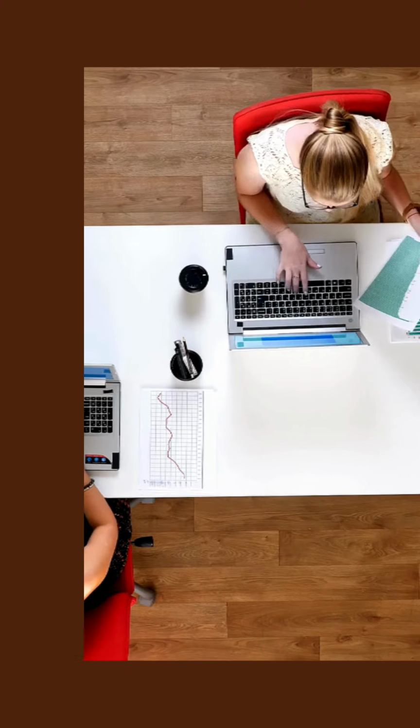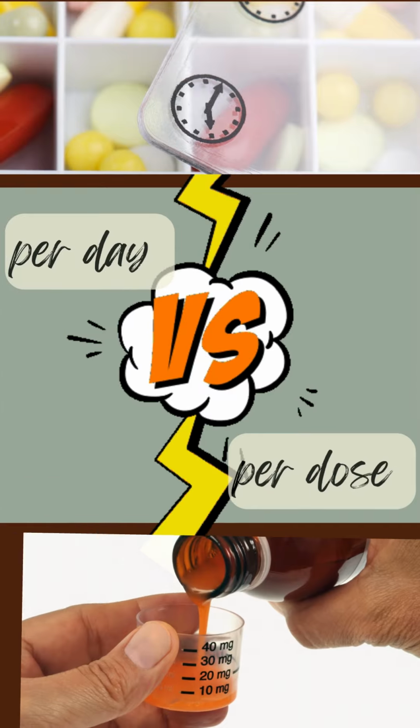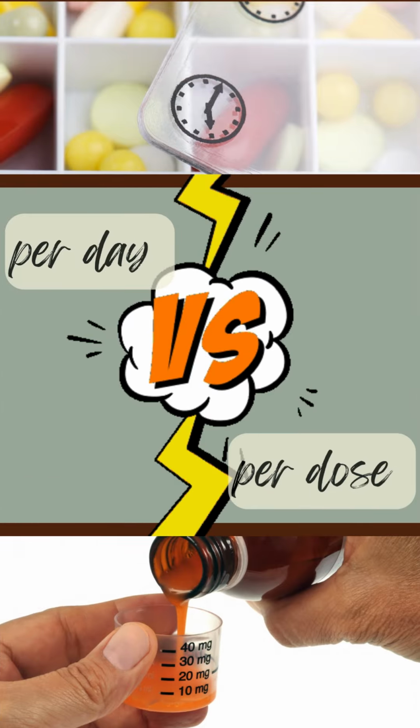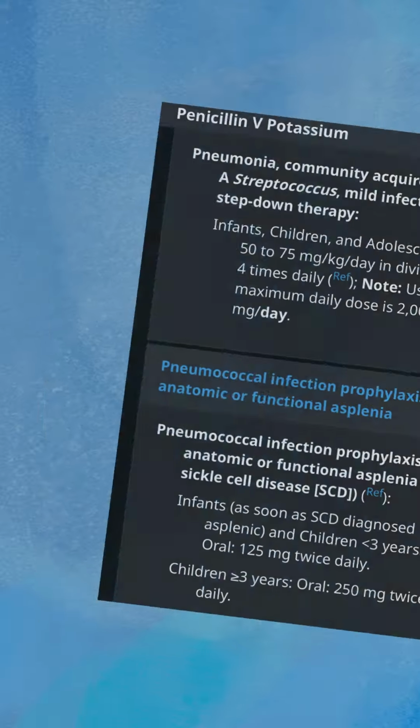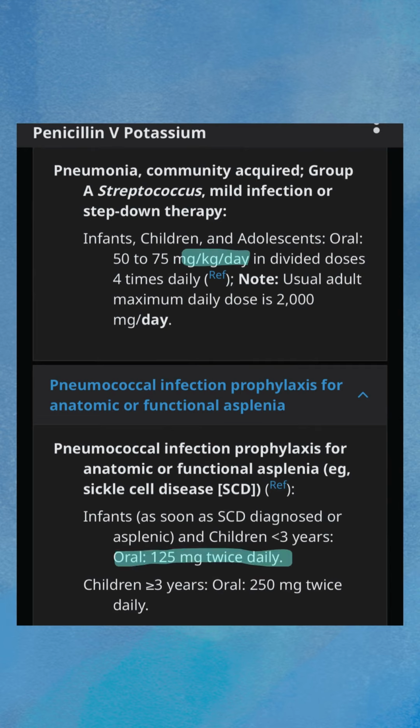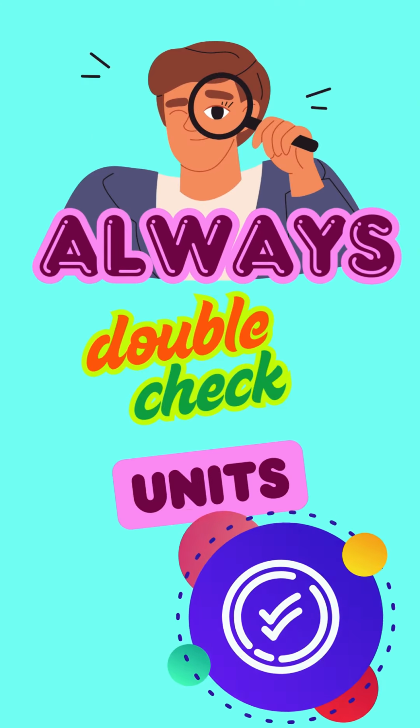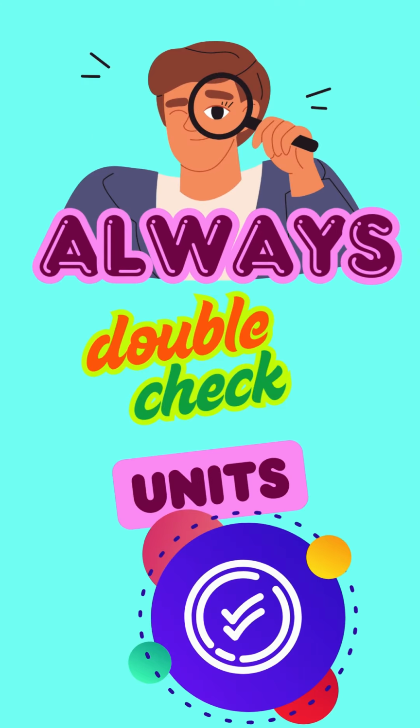The fourth strategy is inspection of units per day versus per dose calculations. Penicillin is an example of a drug where the dosing is provided as per day and per dose in the same drug reference, depending on indication. Be mindful of this and always double-check the units of the recommended dose.